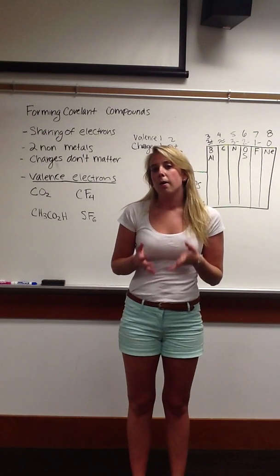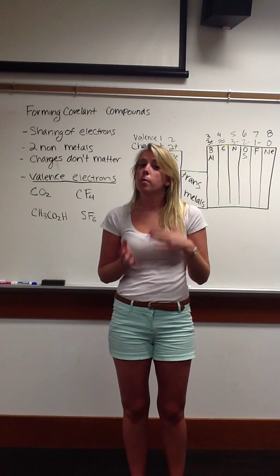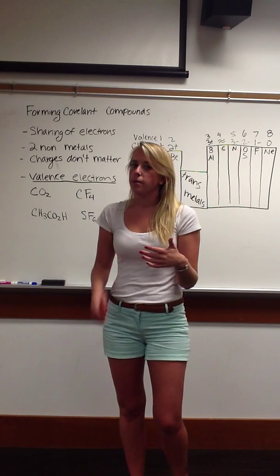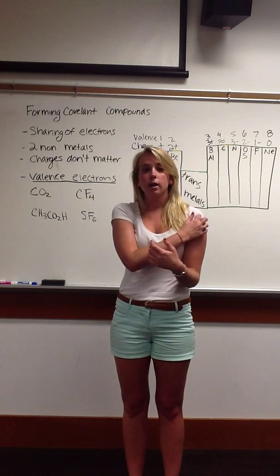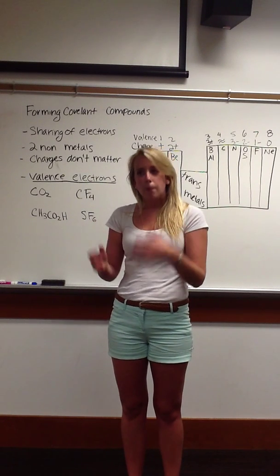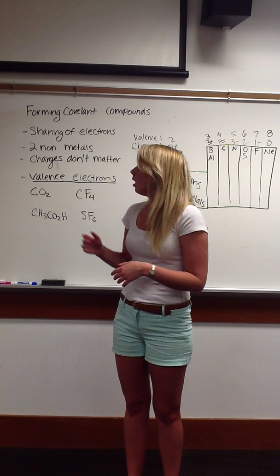So today we're going to talk about forming covalent compounds. In my last video we talked about how you form an ionic compound, and covalent compounds are very different from an ionic compound. The first big difference is an ionic compound is the complete transfer of an electron, but in a covalent compound it's the sharing of an electron.